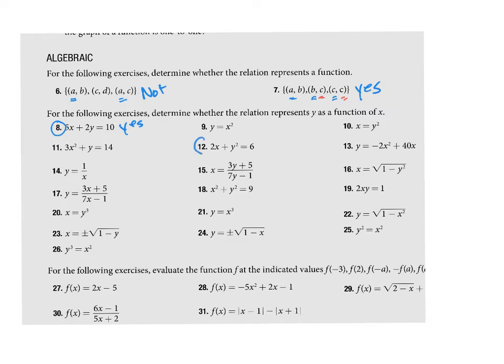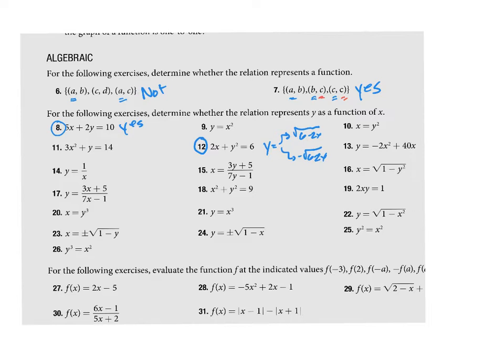If you take a look at number 12, 2x plus y squared equals 6. This is not going to be a function. And one of the reasons it's not a function is if you try to solve for y, you actually get two pieces. You get y equals the positive square root of 6 minus 2x and the negative square root of 6 minus 2x. And when you graph each of those pieces, you'll find out that you won't pass the vertical line test. So one of the tests for these expressions is if you can solve for y and just have one equation, you might be in good shape.